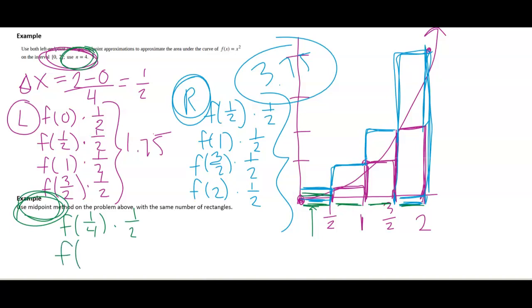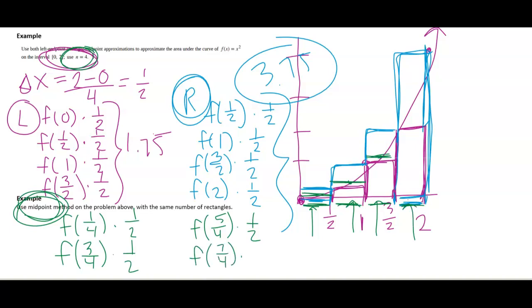Okay, f of 3/4 to define that height, f of 5/4 to get that height, and f of 7/4 to get that height.